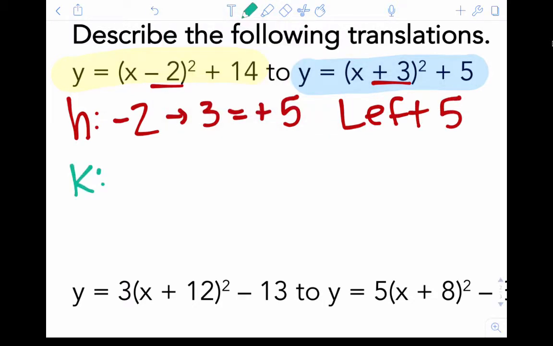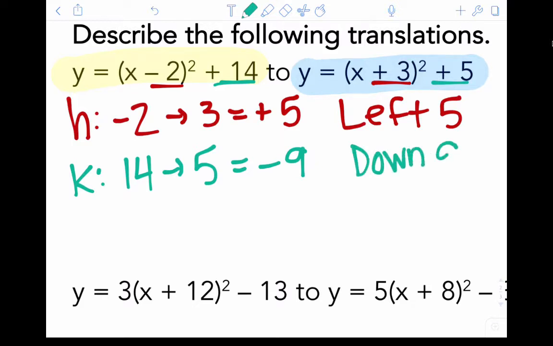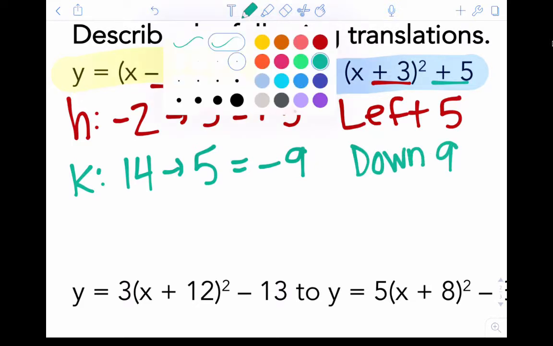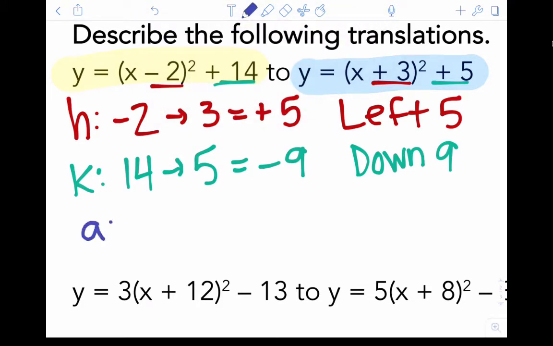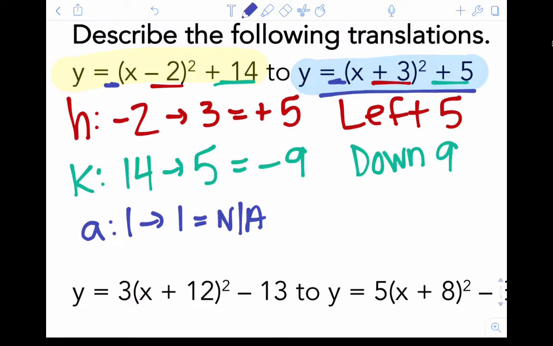Next, I'm going to do the same thing with my k. My k was 14, then it became 5. To get from 14 to 5, we need to decrease by 9, which means it's going to go down 9. My a was 1. It's still 1, which means that there's no change. So the translation that happened was left 5 and down 9.